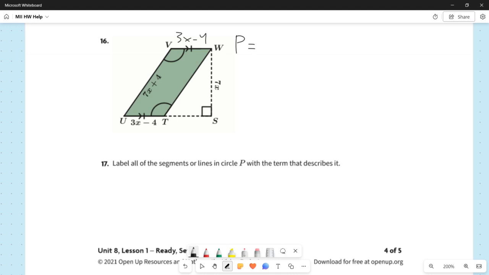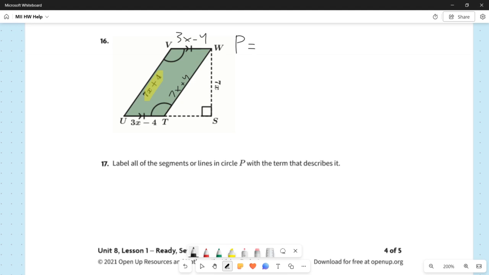And then notice that UV is represented as 7x plus 4, right there. And what we're going to want is we're going to want TW, which is also 7x plus 4. So we're not going to use this 7x over here, right? We're going to sort of temporarily ignore that 7x because that 7x is not a side length. It's something else, but it is not the length of one of the sides of this parallelogram. So we're not going to use it for the perimeter.